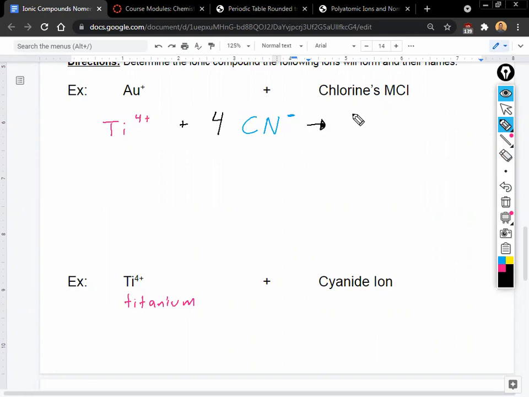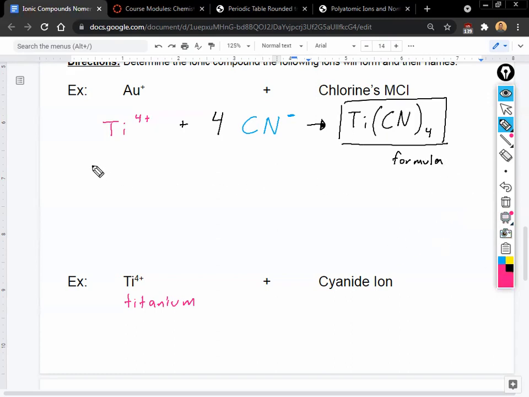Okay, so we're just going to write Ti and CN next to each other. We used 4 cyanide, so we're going to put it in parentheses and put a 4 behind it. And there you go. That is your formula. So our formula is going to be Ti and then in parentheses CN with a 4 on the outside. Any questions about the formula?